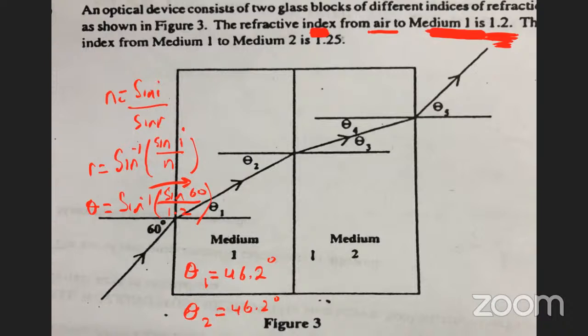Right. Theta 3. What's the refractive index from medium 1 to medium 2, Ricardo? Ricardo, what's the refractive index from medium 1 to medium 2? Let me give it to you up there. The refractive index of medium 1 to medium 2 is 1.25. Okay?